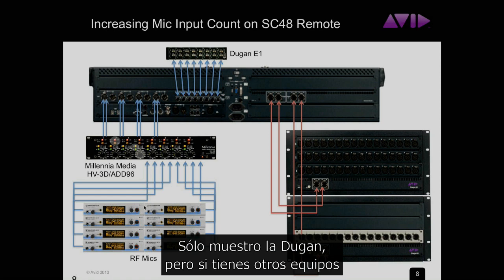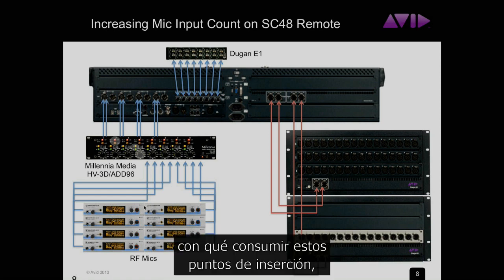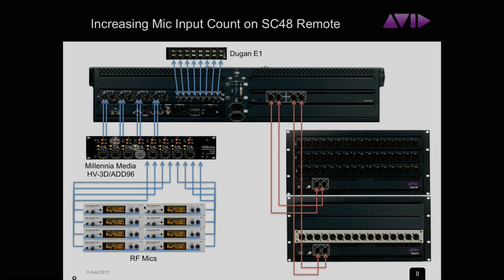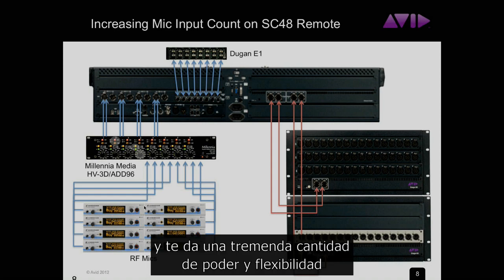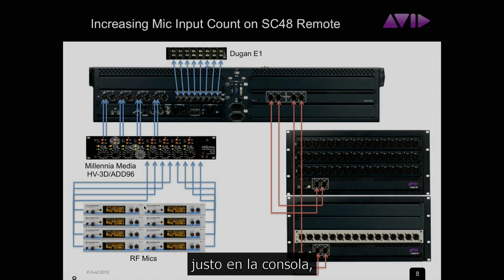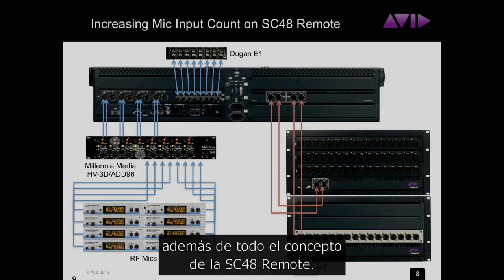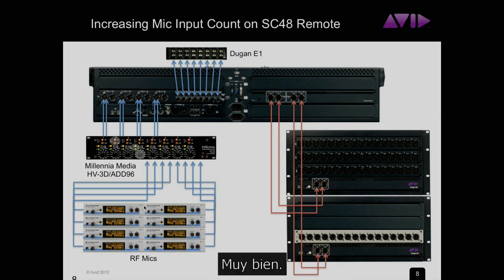I'm just showing the Dugan here, but if you had other insert gear that you wanted to consume those insert points with, you could certainly do that there. So you can see that IO16 card is a really key piece of this, and it actually gives you a tremendous amount of power and flexibility right at the console, in addition to the whole SC48 remote concept. Okay? All right.